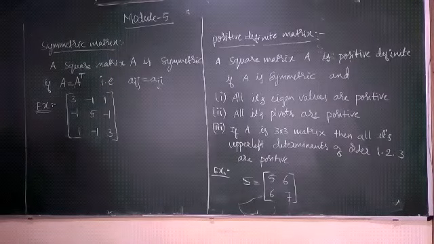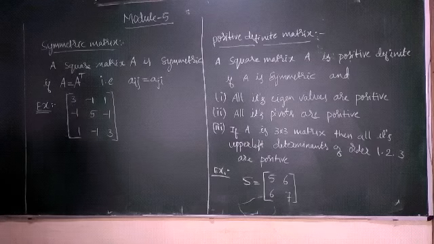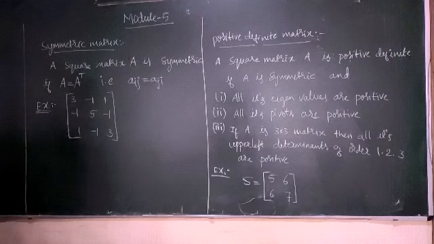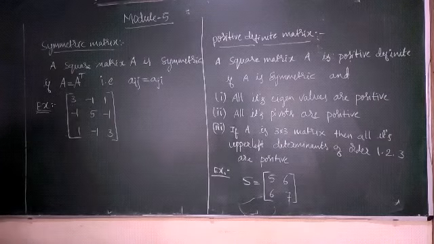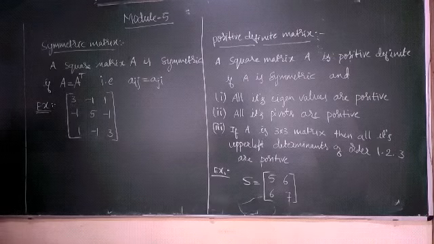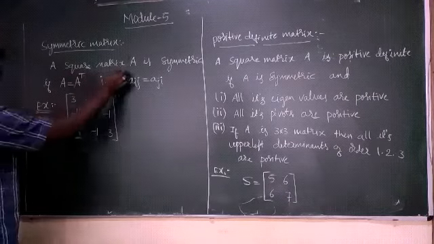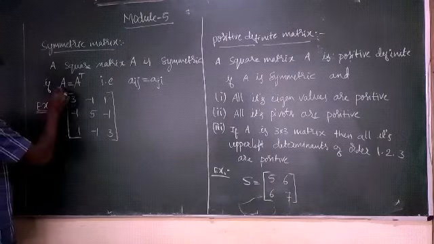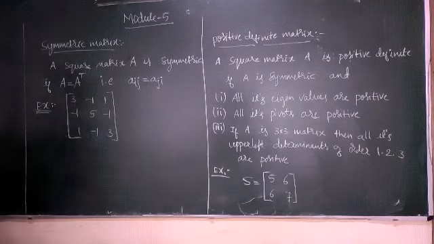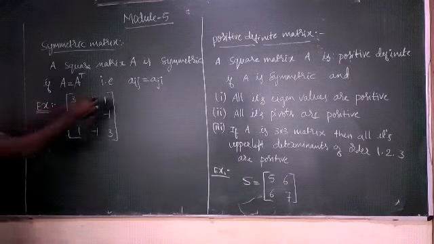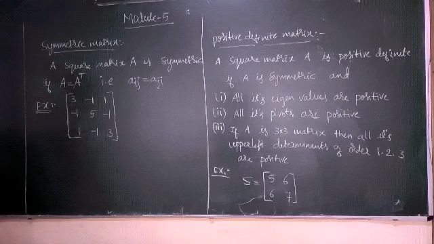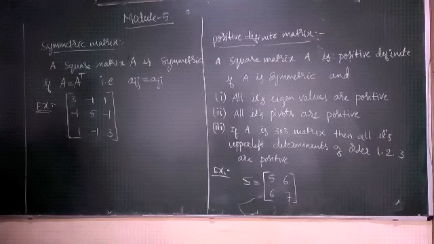Dear students, today we will discuss what symmetric matrices and positive definite matrices are. First, you have to know what symmetric matrices are. A square matrix A is a symmetric matrix if the matrix is equal to the transpose of that matrix, that is, Aij is equal to Aji. A matrix which is equal to its transpose is called a symmetric matrix.